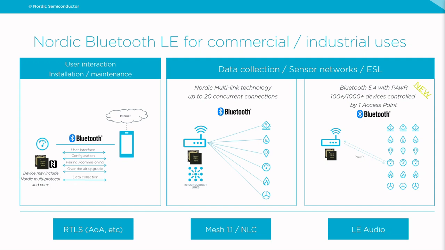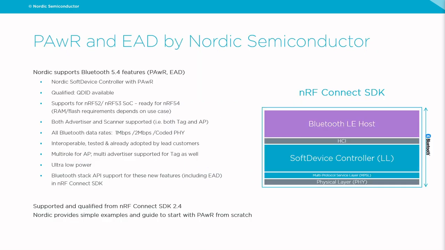This feature is in addition to the other features already supported by Nordic for different industrial use cases, such as direction finding, Bluetooth Mesh 1.1, Bluetooth network light control, LE Audio, Auracast, and so on. Nordic offers a one-stop shop for Bluetooth Low Energy. Learning how to use Nordic Bluetooth Low Energy in nRF Connect SDK opens up doors to many applications leveraging Bluetooth Low Energy. Let's go into more details.